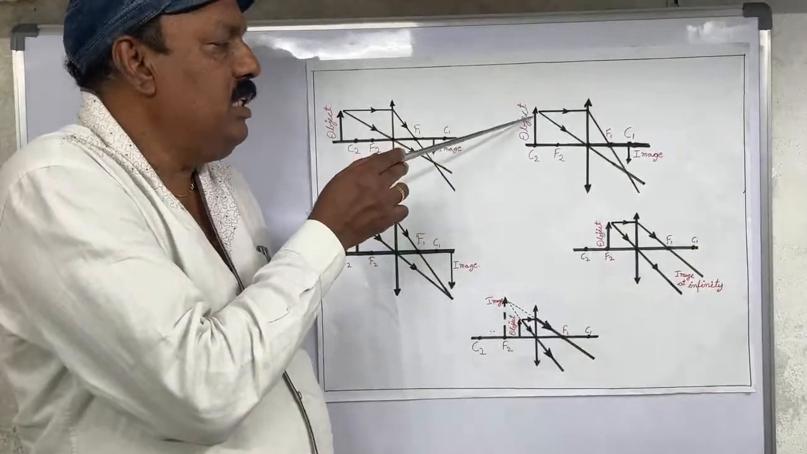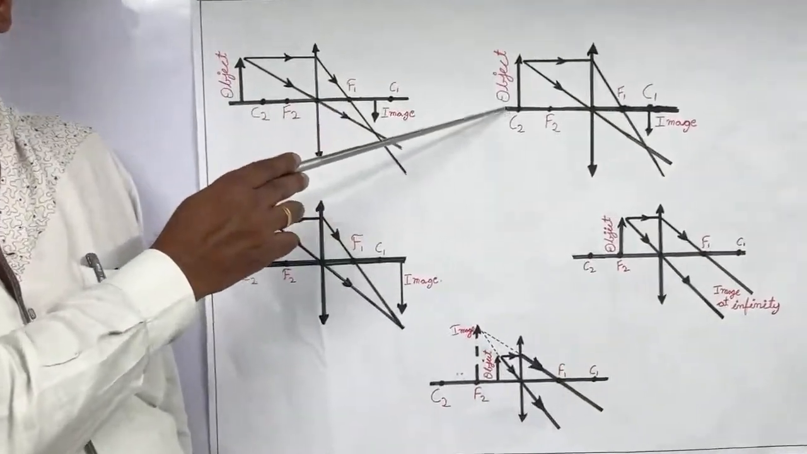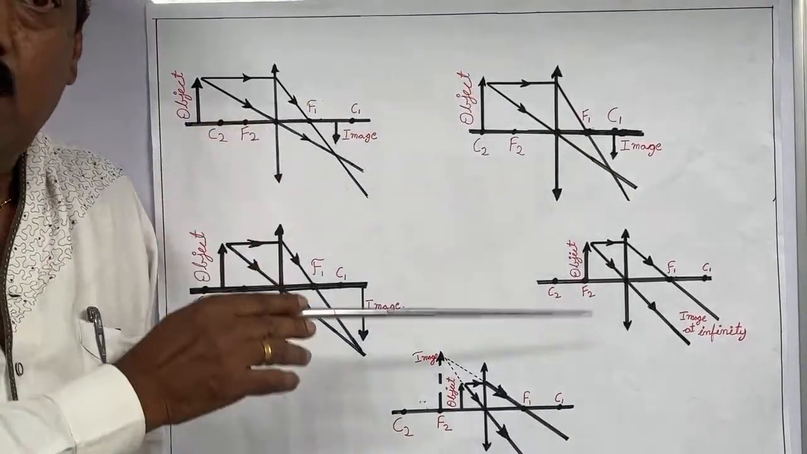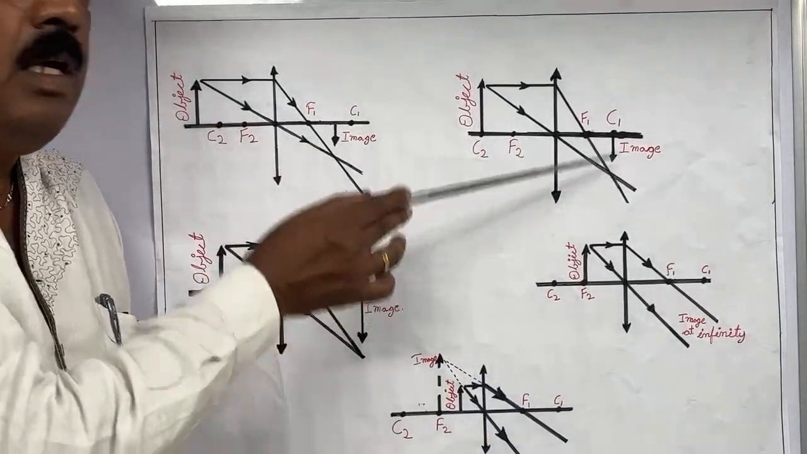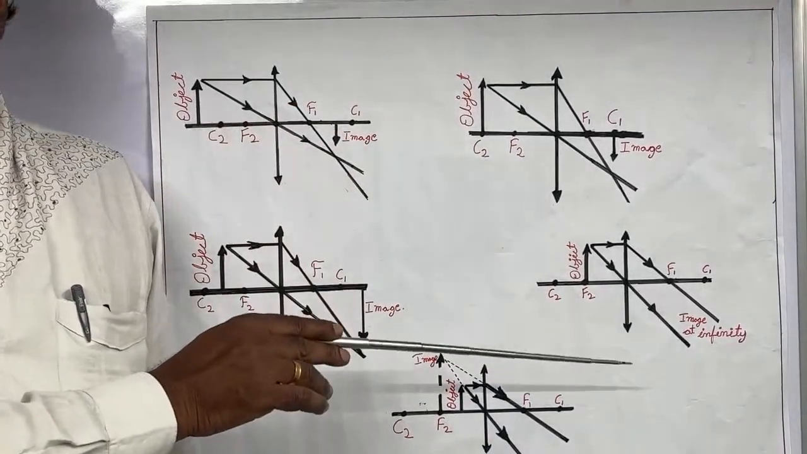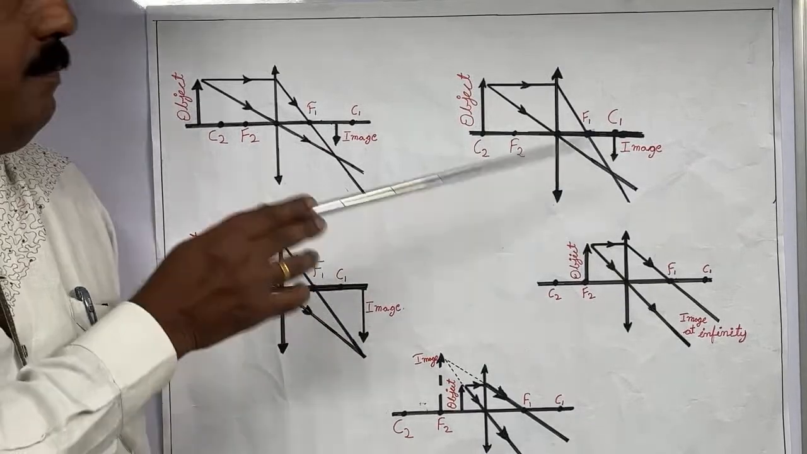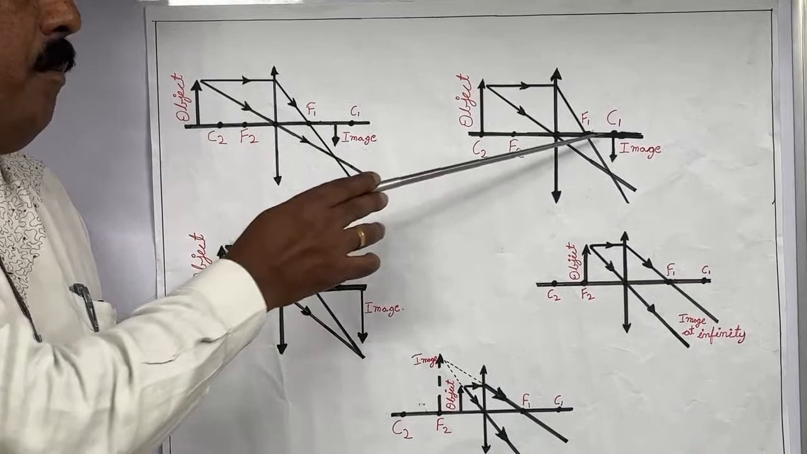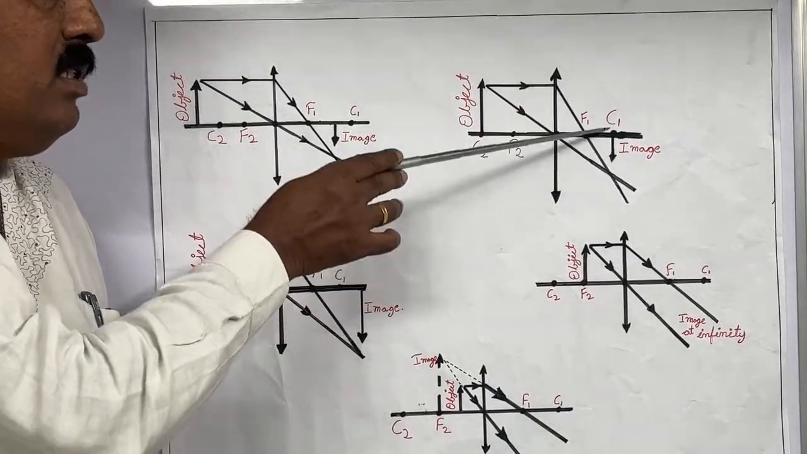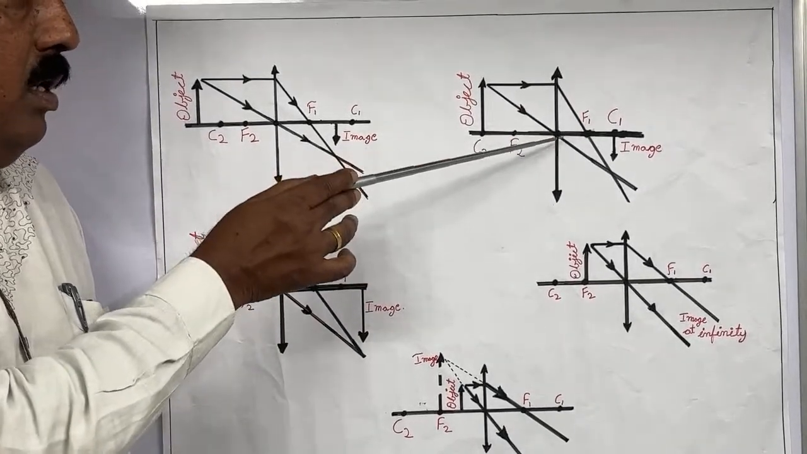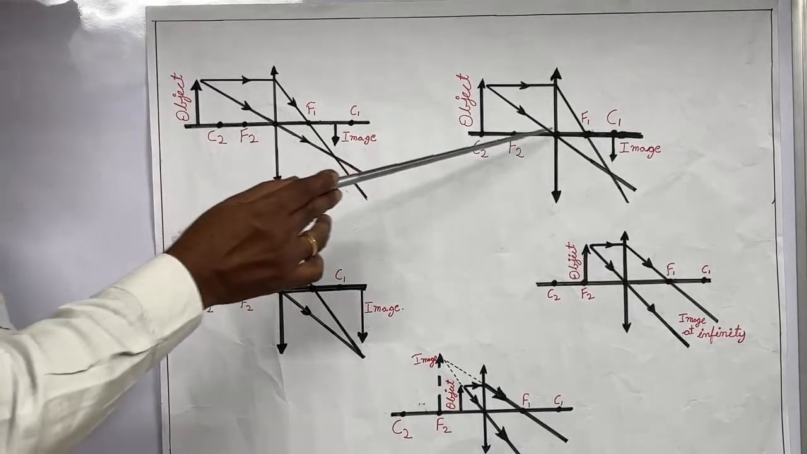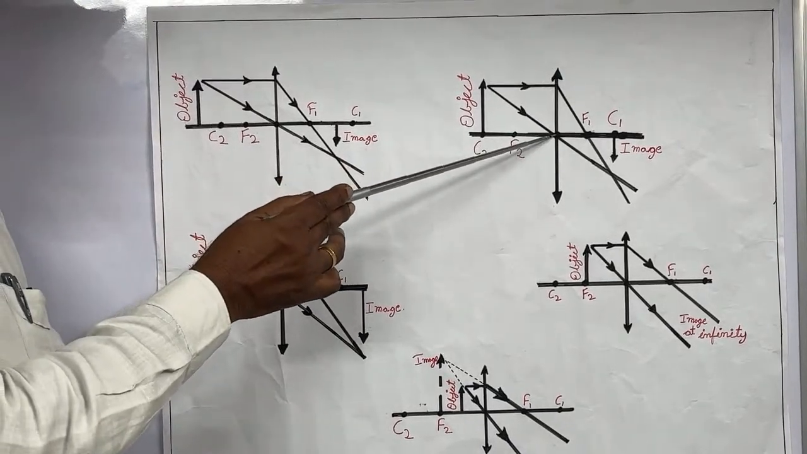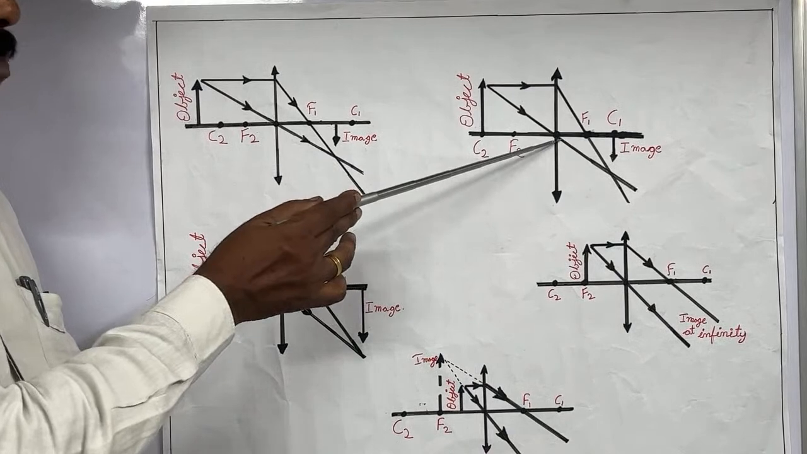If the object is on the center of curvature, the position of the image is also on the center of curvature. I will repeat: the position of the object is on the center of curvature, the position of the image is also on the center of curvature. So the distance for both the image and the object from the optic center is the same.